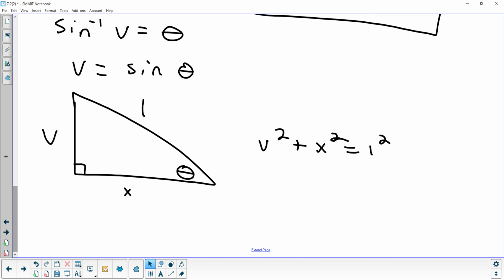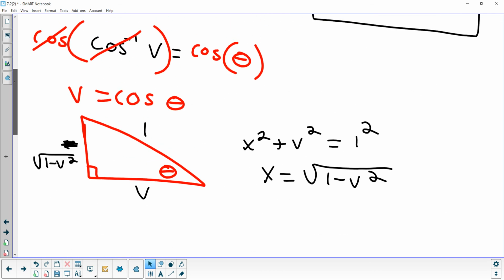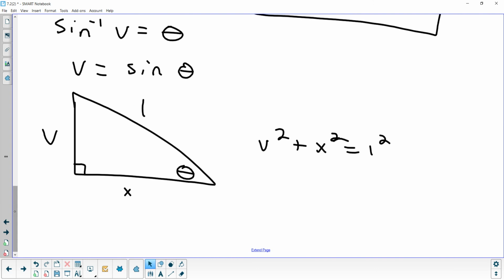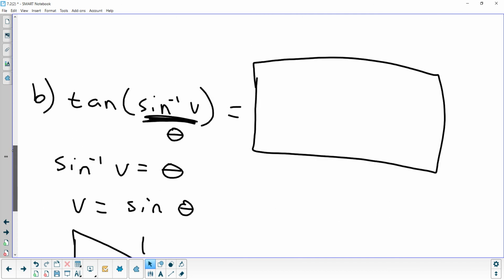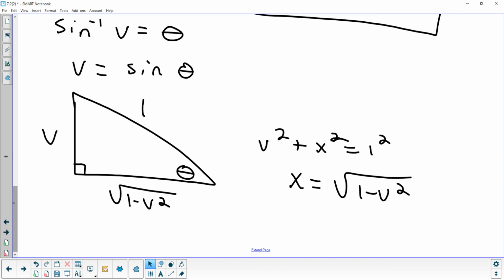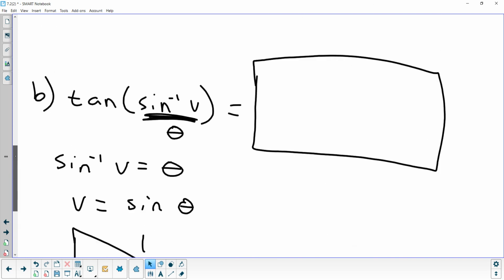This looks very similar to the last problem. In fact, it's the same thing. So when you solve and get x by itself here, you're going to get the square root of 1 minus v squared. That comes up a lot. And now they want the tangent. Well, tangent is opposite over adjacent. So that's v divided by the square root of 1 minus v squared.